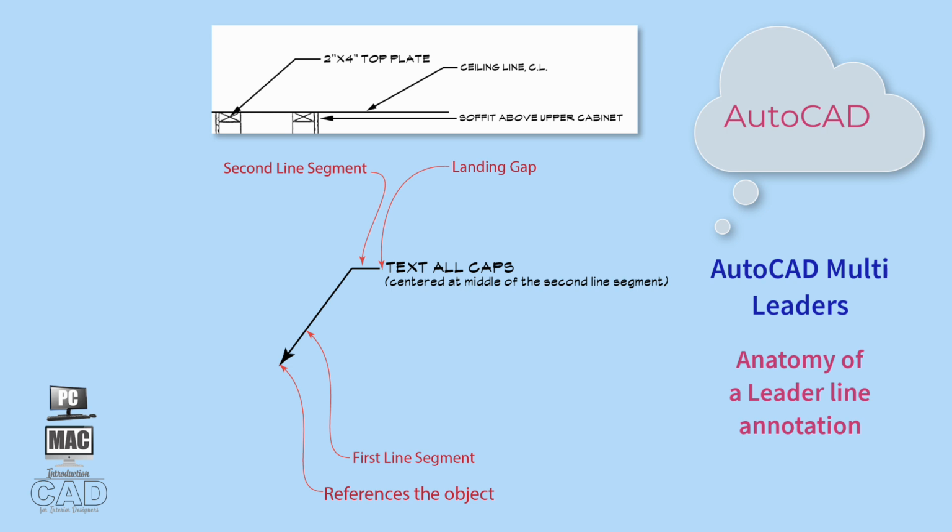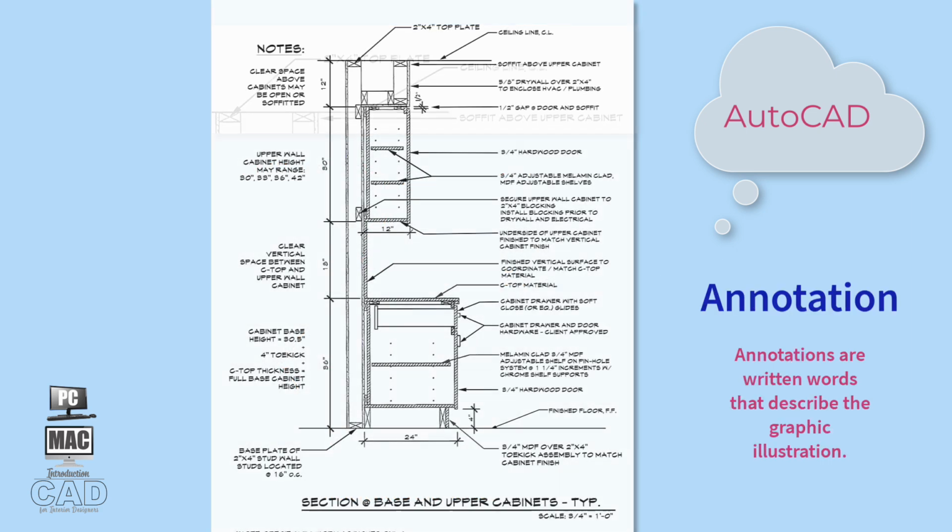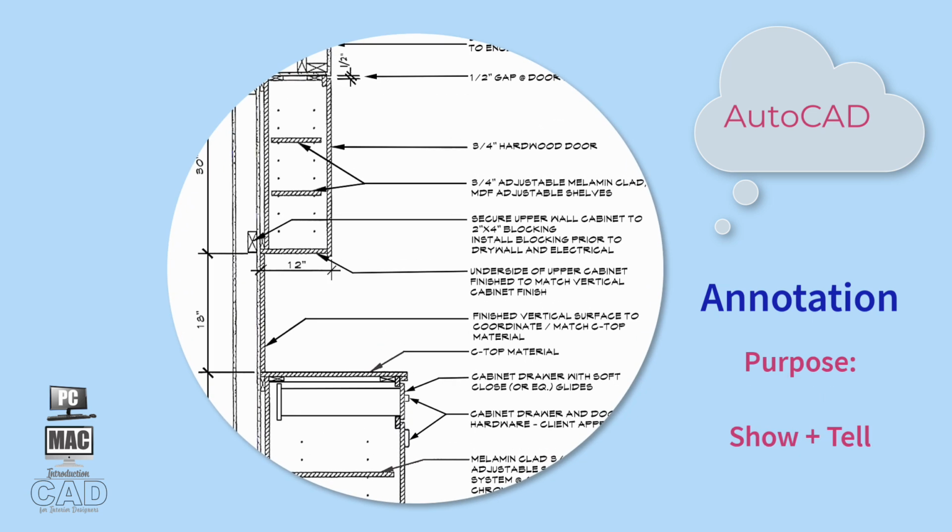The terms annotation and callout should be defined here as well. Annotations are written words describing the illustration. The old adage, show and tell, is a great motto in the drafting and design of drawings. The show part of the equation is obviously the line work and objects depicted graphically, but for full clarity, an architectural graphic image does not stand alone without the annotation or the verbal callout to clarify the graphic.